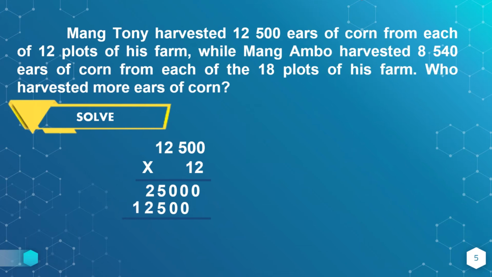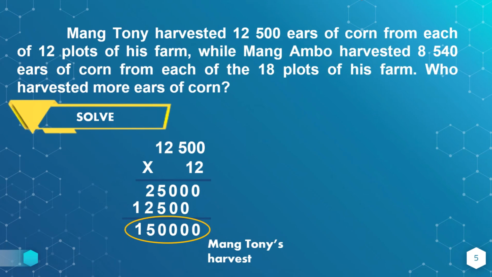The next step is to add the partial product. So we have bring down 3 zeros, and then 5 plus 5 is 10, group 0 and carry 1. 2 plus 2 is 4 plus 1 equals 5, and then bring down 1. So 150,000 ears of corn is Mang Tony's harvest.